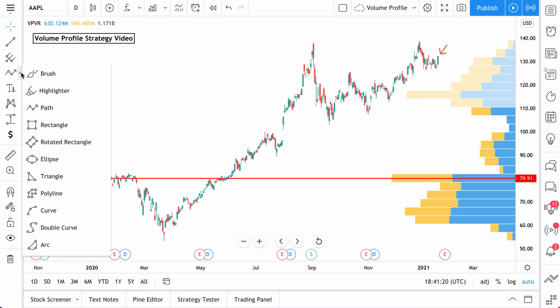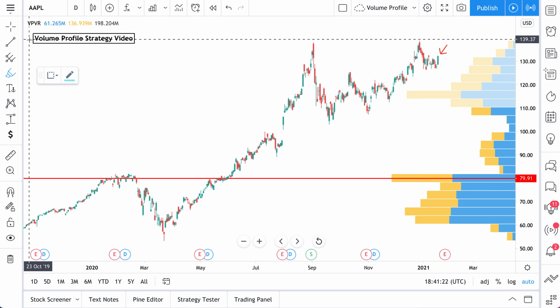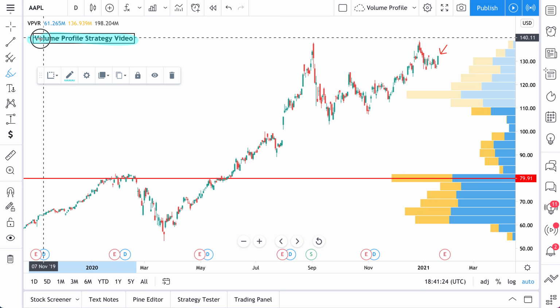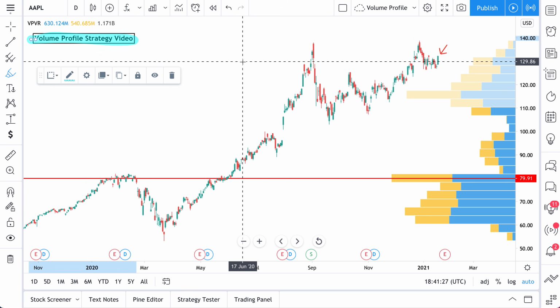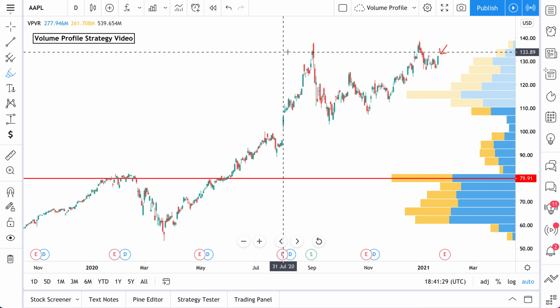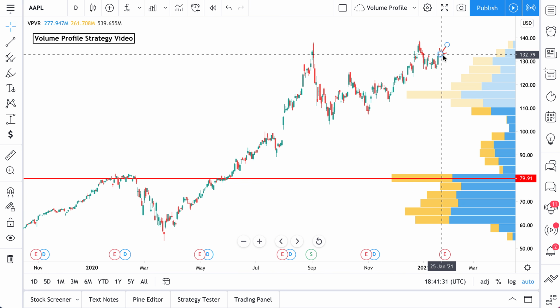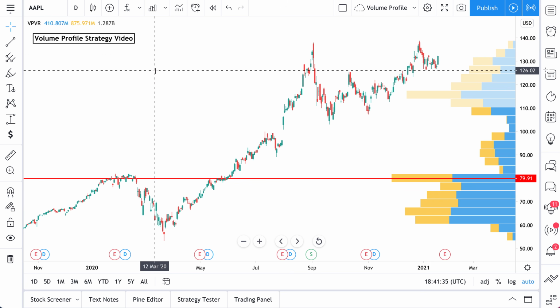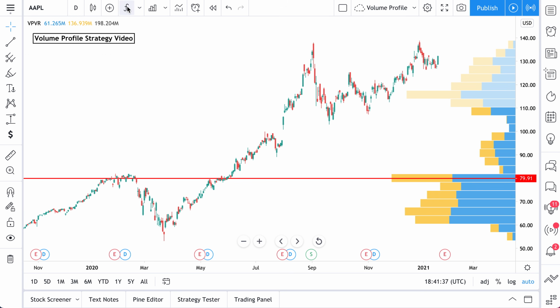Let's talk about volume profiles, but more importantly, let's do a strategy video, meaning let's talk about how you can use volume profiles to make better decisions or to trade or to just follow markets with a better understanding of risk and reward.